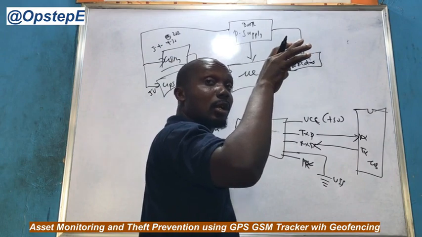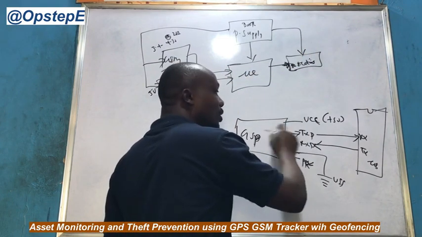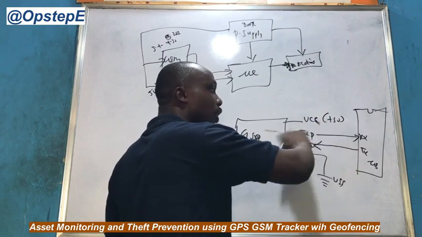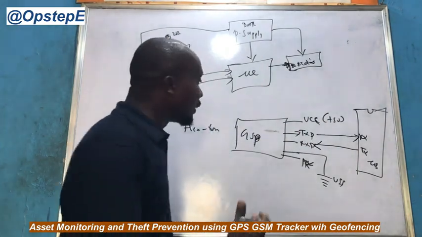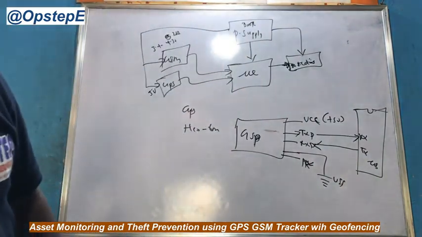it just continues, it will wait until it connects to the satellite. Once it connects to the satellite, it just continues to transmit the satellite information that it has. So for that reason, we many times don't make use of its receive line.